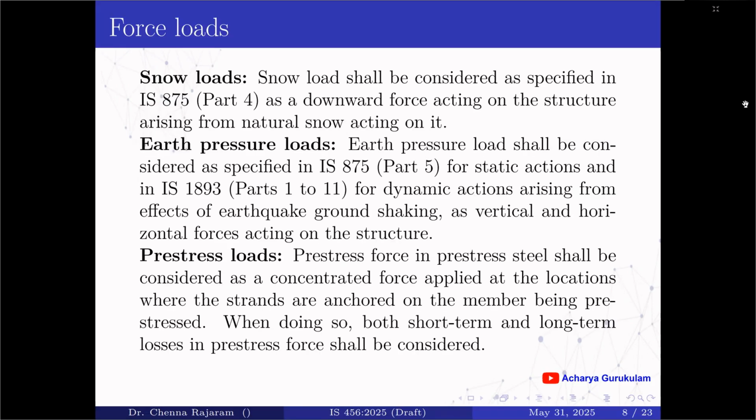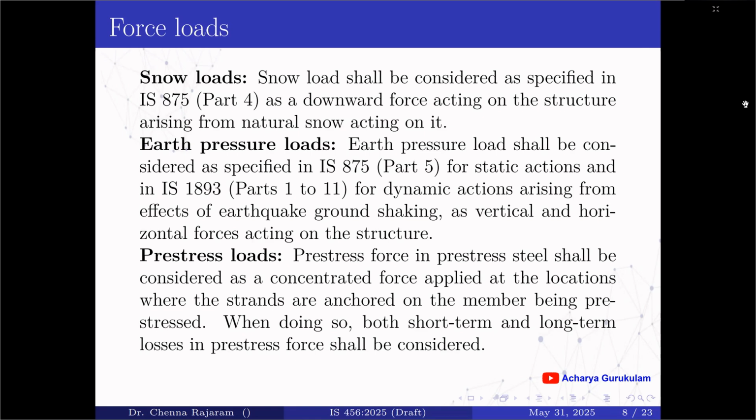Snow load shall be considered as specified in IS 875 Part 4 as a downward force acting on a structure arising from natural snow acting on it. Earth pressure loads shall be considered as specified in IS 875 Part 5 for static actions and in IS 1893 Part 1 to 11 for dynamic actions arising from the effects of earthquake ground shaking as vertical and horizontal forces acting on the structure.